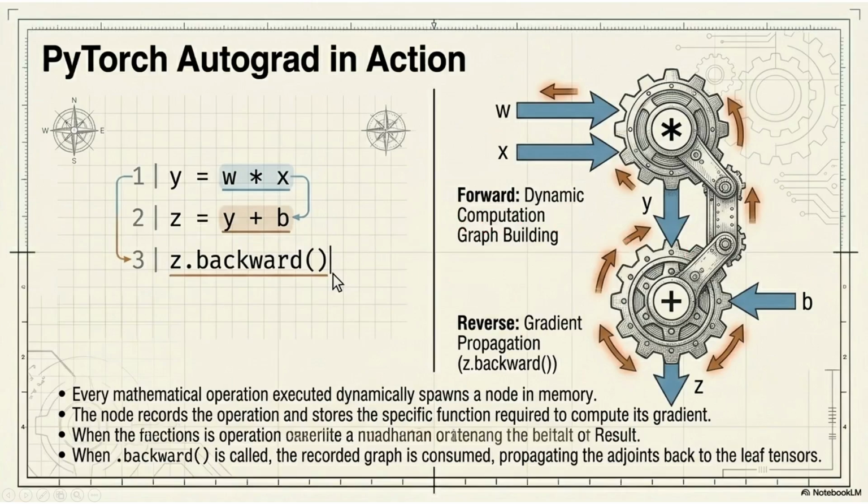And now let's look at PyTorch Autograd in action. As you execute the basic math, like y equals w times x and z is y plus b, the forward pass is dynamically building a computational graph in memory. Every operation spawns a node that records exactly what happened and stores the specific function required to compute its gradient later. Then you simply call z.backward. The system consumes that recorded graph, immediately backpropagating the gradients back to the leaf tensors.